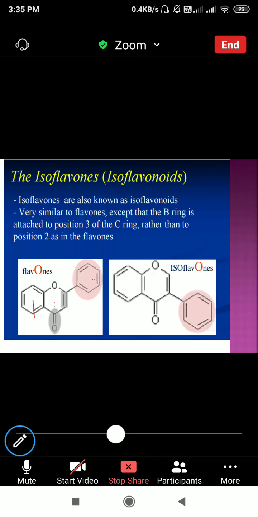Hello everyone. In the previous lecture we discussed the flavones and the flavonols, that is apigenin, luteolin, quercetin and myricetin. In today's lecture we are going to discuss the isoflavones, butein, then daidzein, cyanidin and hirsutidin. So let's start with the isoflavones.